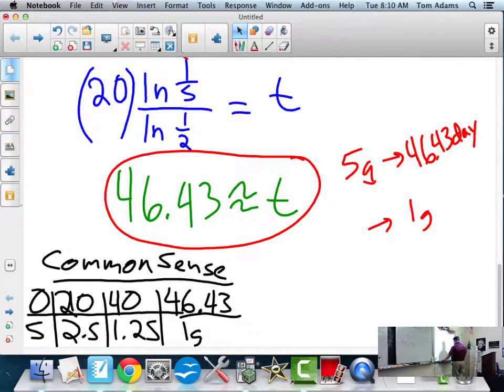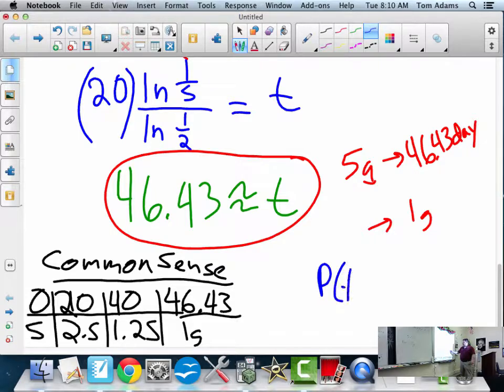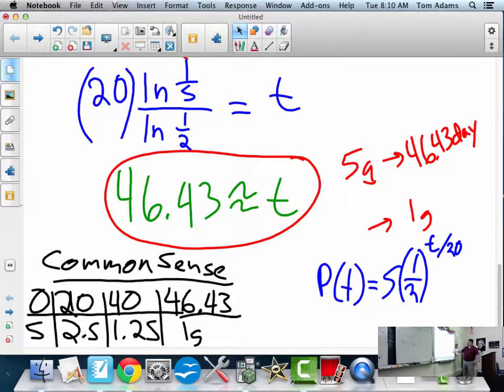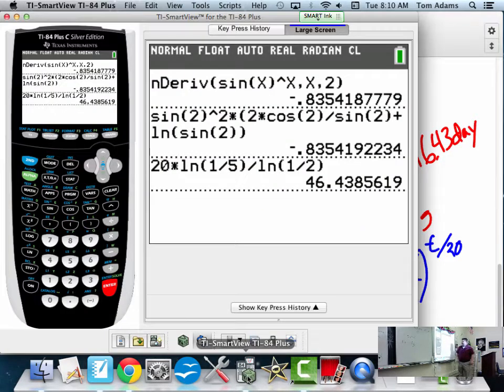So now how do I verify that to make sure it's the right answer? Anybody have an idea? Well, we said what we're left with should be the initial amount, which is 5 grams, times the rate, which is 1/2, raised to the t over 20. So probably if I plug in 46.43 in my calculator into this equation, I should get what for an answer? 1 gram, right?